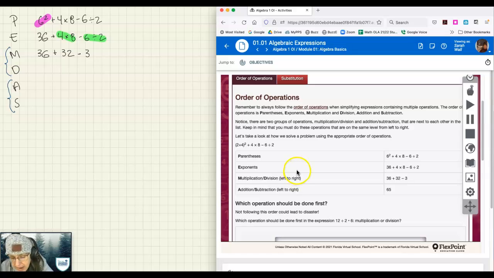It happens. And now, as you can see, I've gotten down to just addition and subtraction. So I'm just going to go straight across. 36 plus 32 is 68 minus 3 is 65. I feel like maybe that didn't line up super well, but here we are. Okay, so that's your PEMDAS. If that does not do it for you, write down parentheses, exponents, multiplication, division, addition, and subtraction.